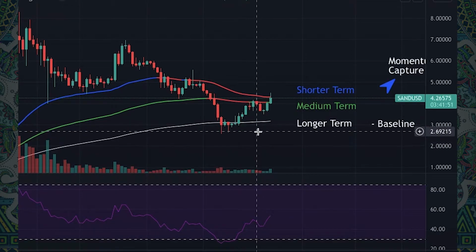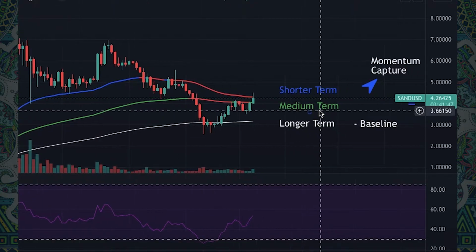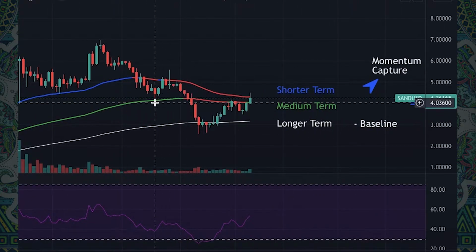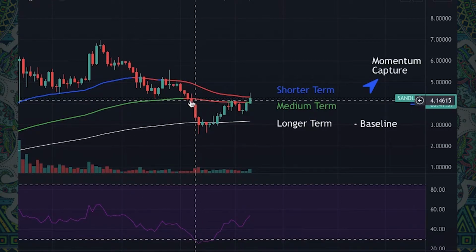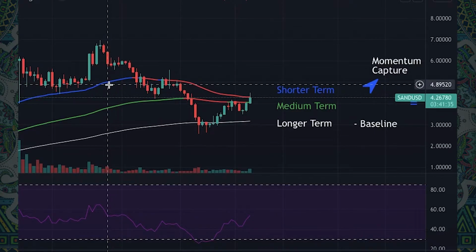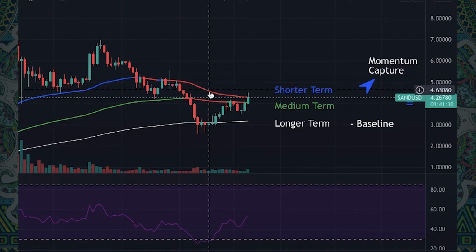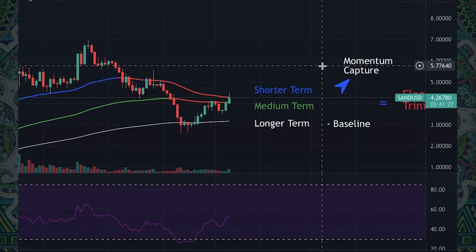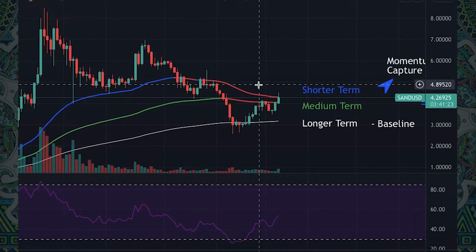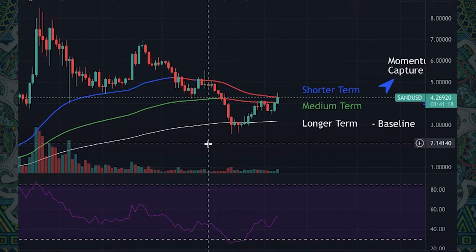We also have a medium term and a shorter term indicator. That's green when it is rising and red when it is sort of on a sell. The shorter term is blue and red, just to tell the difference. But yeah, red will indicate downtrends on both. And these are more momentum captures. So these are looking to get in and out of trades much quicker than, let's say, this white line, which is sort of our baseline.